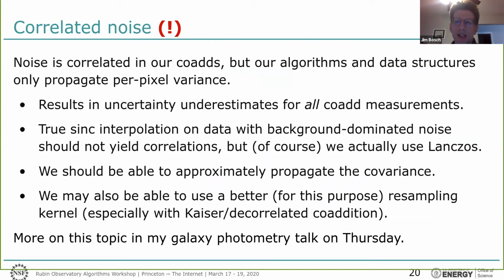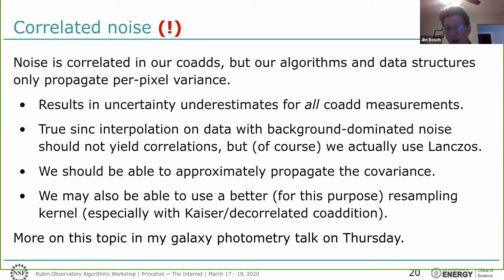Now I'm going to talk about some things that are, well, it's probably not quite right to say that they're not success stories. I think they're problems that we've encountered because things are working well enough for them to become our biggest problems. But they are certainly problems we'll have to solve. So first off, noise is correlated. This is true even in direct coadds, because if you resample images with a non-perfect kernel, essentially anything other than a sinc kernel, you're going to get some correlated noise.